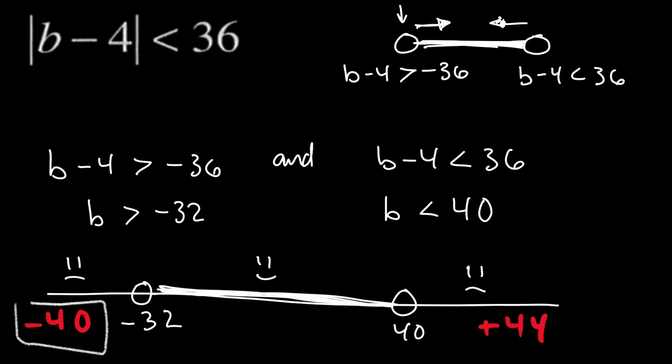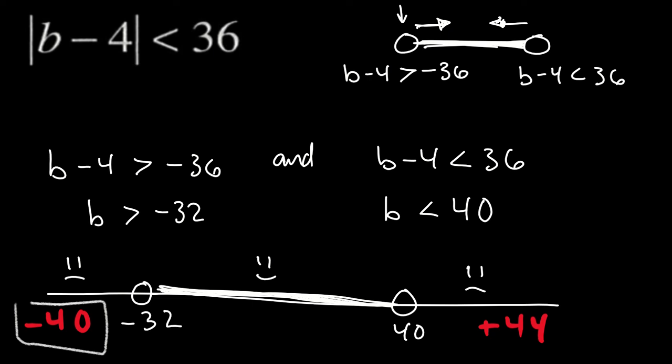If I put 44 in here, 44 minus 4 would be 40. Absolute value of 40 is still 40. 40 is not less than 36. So that does not work.